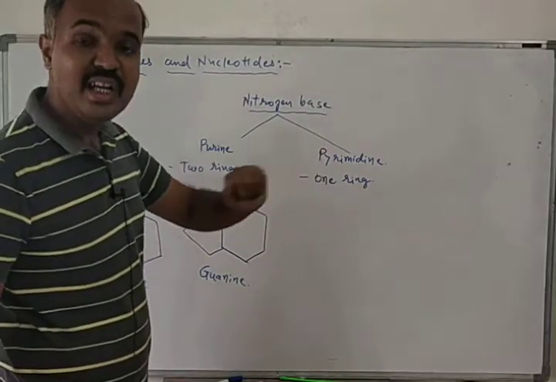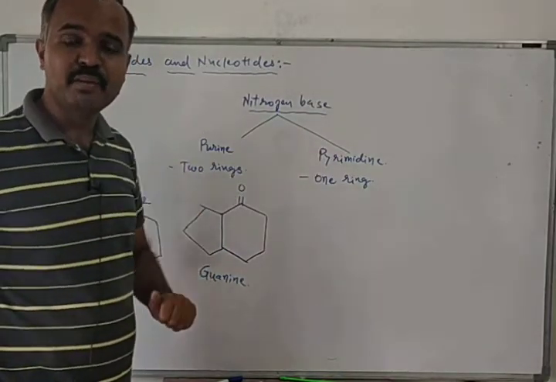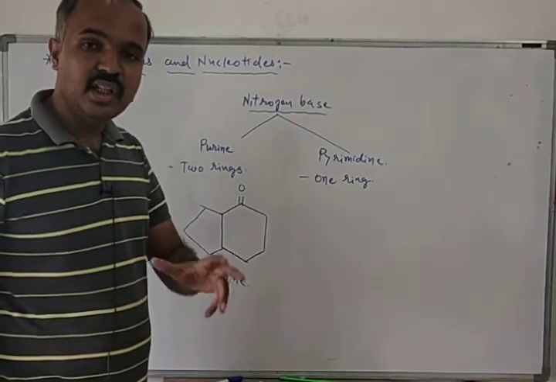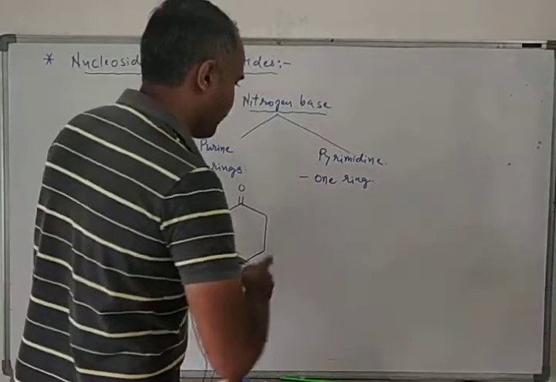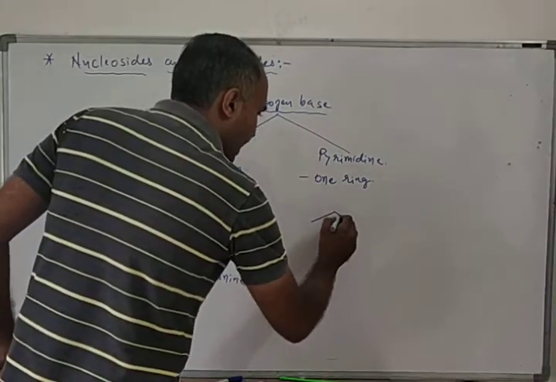Let's talk about pyrimidine nitrogen bases. There are three examples of pyrimidine nitrogen bases: cytosine, thymine, and uracil. So let's draw cytosine first.